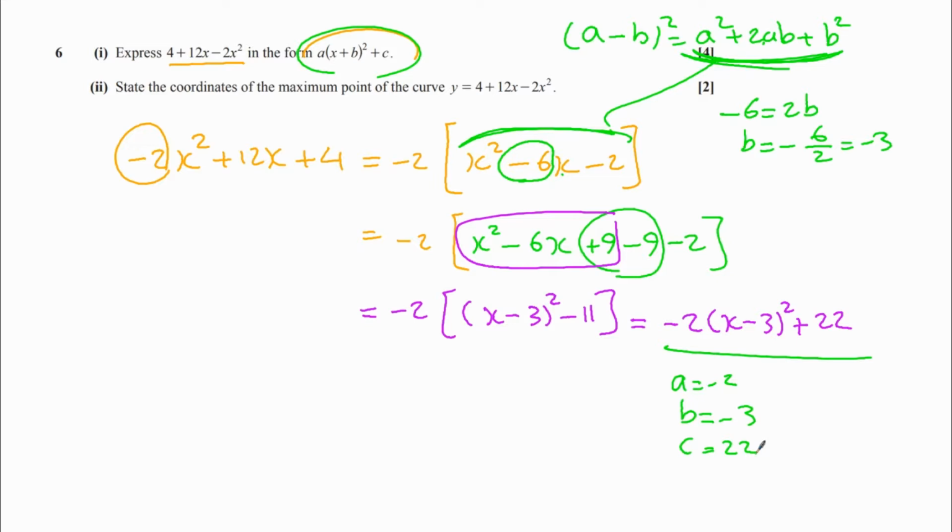Now state the coordinates of the maximum point of the curve, which is y equals 4 plus 12x minus 2x squared, which, if you see, is exactly the same as that.